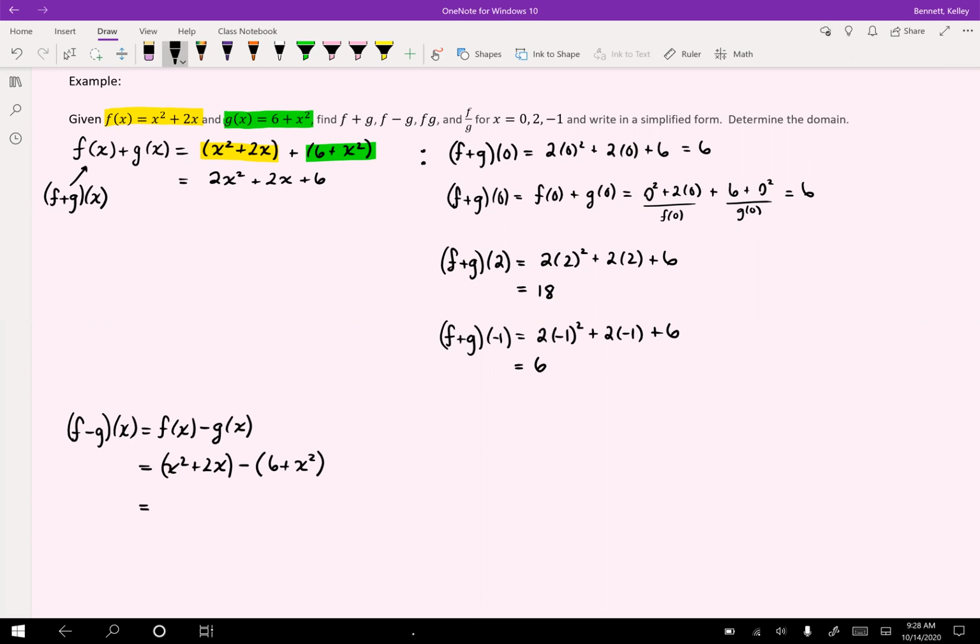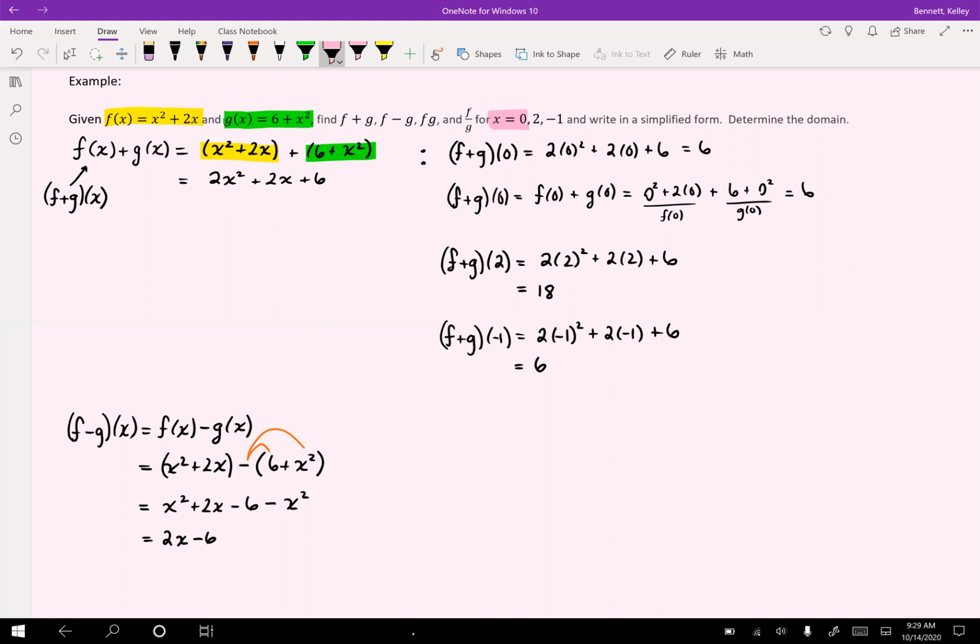So you have to make sure to be careful and distribute that subtraction symbol, that negative. So I've got x squared plus 2x minus 6 minus x squared, right? A lot of people will make this mistake and they'll say, oh, it's minus 6 plus x squared. No, you've got to distribute the negative onto the 6 and onto the x squared as well. So simplifying by combining like terms, I get 2x minus 6. So let's just work with 0 moving forward, since it's the same method for any x value.